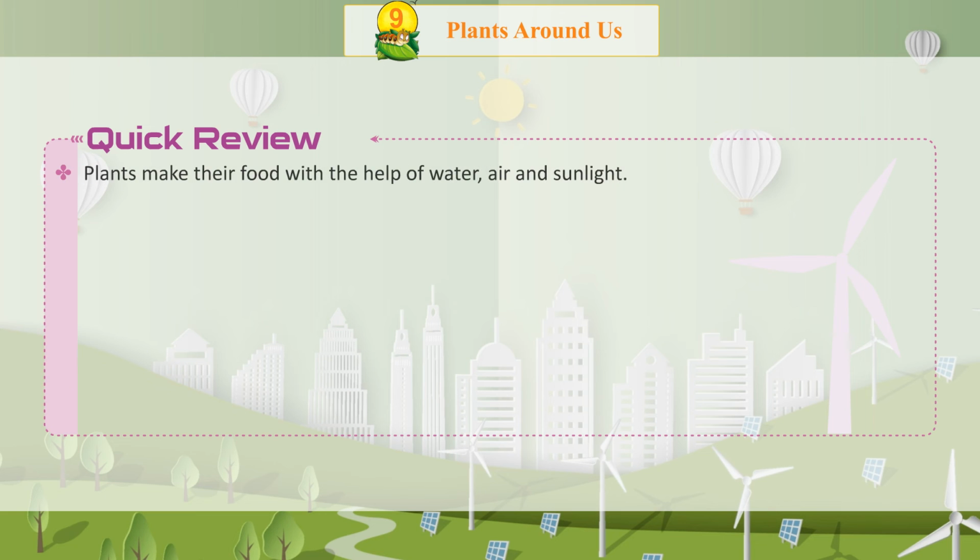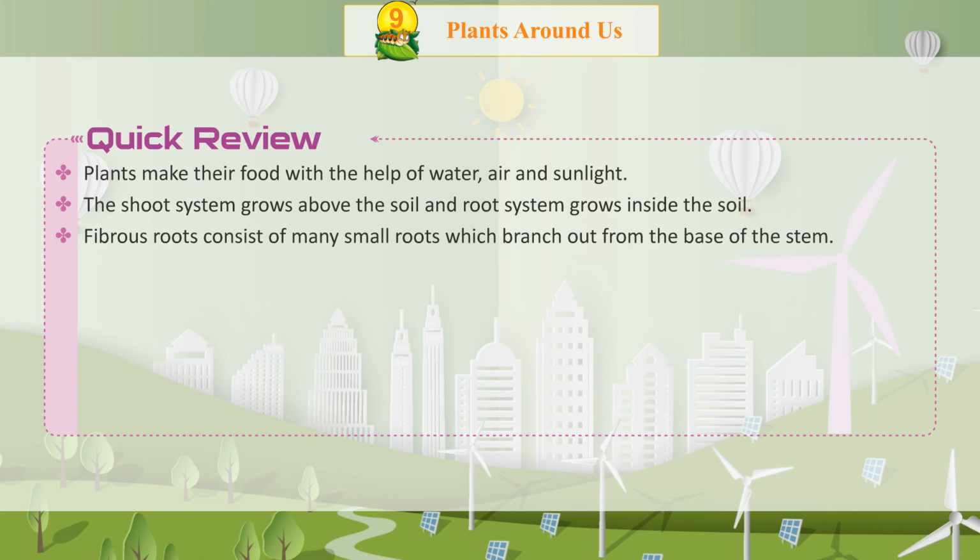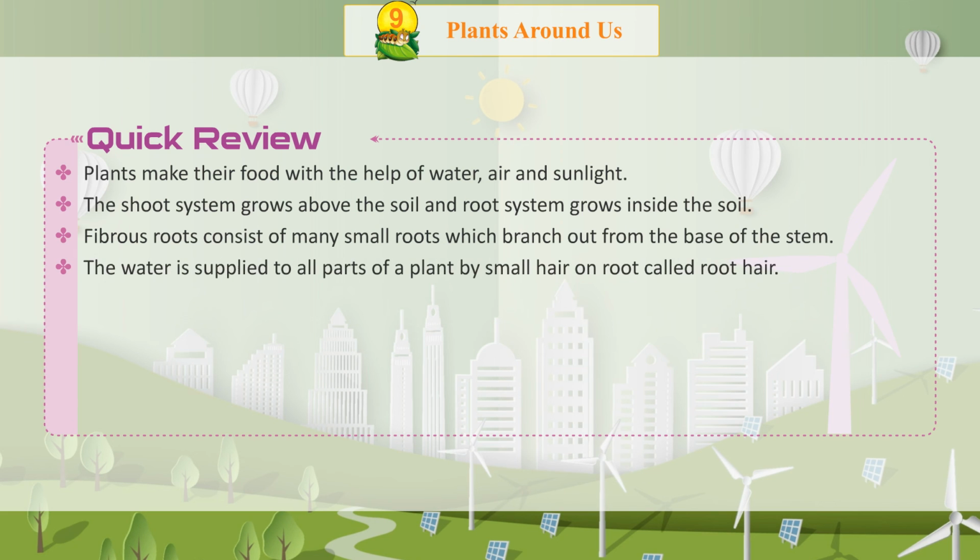Quick review. Plants make their food with the help of water, air, and sunlight. The shoot system grows above the soil and the root system grows inside the soil. Fibrous roots consist of many small roots which branch out from the base of the stem. The water is supplied to all parts of a plant by small hairs on the root called root hair.